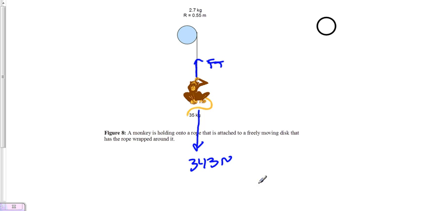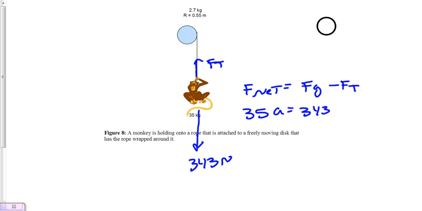So we'll look at the net force acting on the monkey, and we'll say that the force net is equal to force gravity minus force tension. Okay, that would be then mass times acceleration. So 35A is equal to 343 minus force tension. Okay, now what about the pulley?